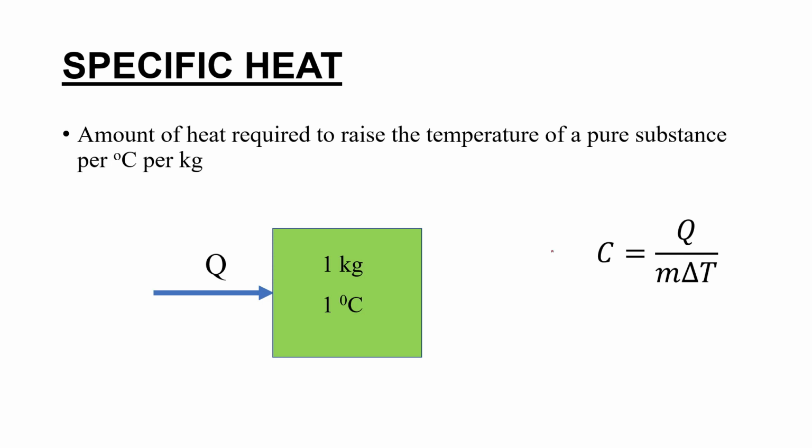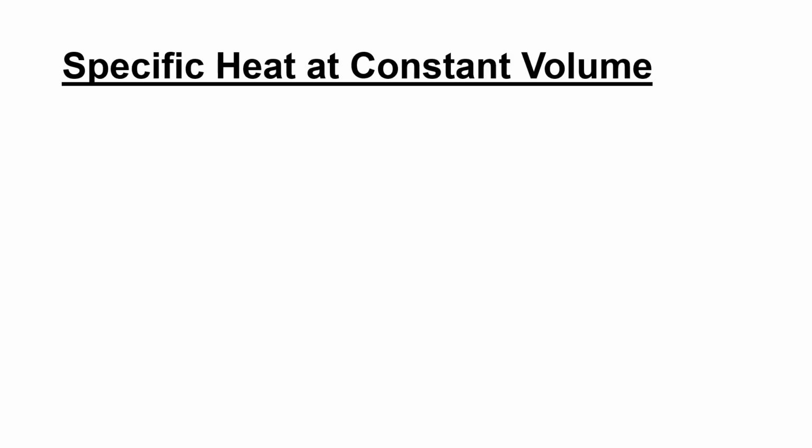But see, this specific heat you can calculate for solid, liquid, and gas. It will be different. But for gas, you have two specific heats. For liquid and solid, you have only one specific heat. Let us see. One is the specific heat at constant volume, and the other is the specific heat at constant pressure.